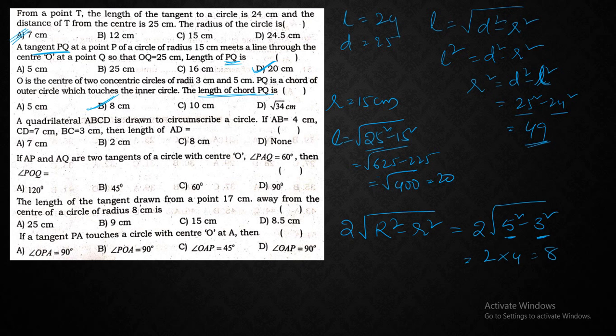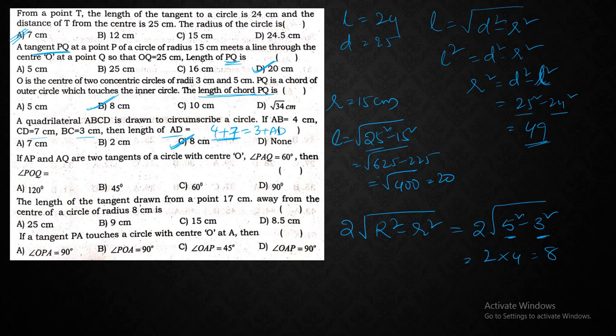Next, a quadrilateral ABCD is drawn to circumscribe a circle. If AB is equal to 4, CD is equal to 7, BC is equal to 3, then find the length of AD. So already we have discussed AB plus CD is equal to BC plus AD. That means 4 plus 7 is equal to 3 plus AD. So 4 plus 7 is 11, 11 minus 3 is 8. So the answer is 8 centimeters.